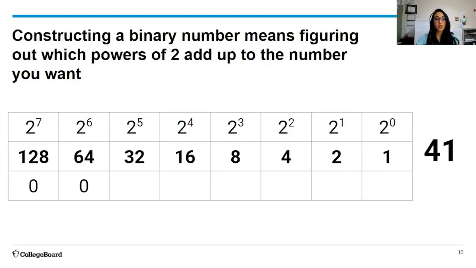32 is smaller than 41, so we can use that place value. And so we're going to use a 1 to represent the fact that we're going to use this place value, or it's turned on.